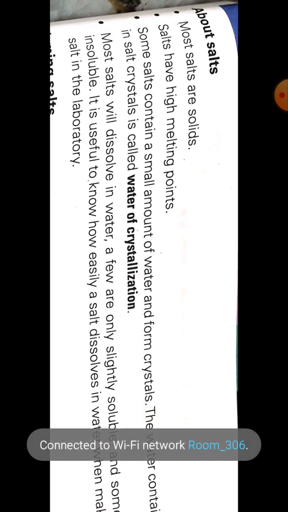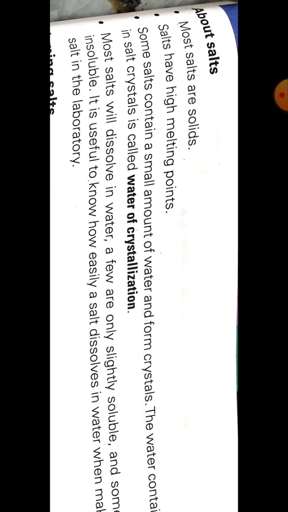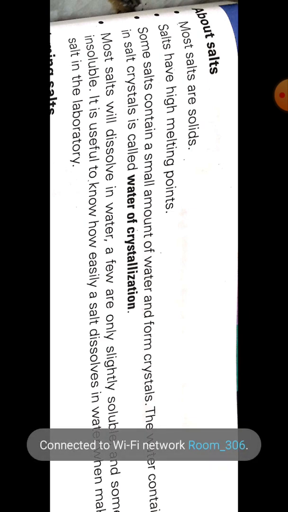Now about salts, what is the state of salt? Generally they are present in solid form. The force of attraction between solid particles is strong. You know that the force of attraction is very high. They are strongly attached with each other. They have strong bonding, strong electrostatic force. So because they have strong electrostatic force, they have high melting and boiling points.